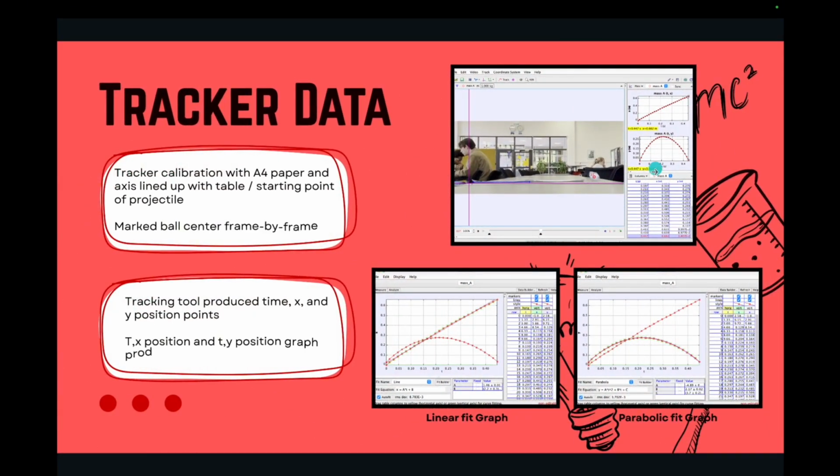All right, here's the tracker data I got using the tracker tool, and here are the graphs and the points that I graphed from the tracker data. So here's the x of t graph with the linear fit, and you can see the values on here. And here's the y of t graph, where you can see the parabolic fit values are here.